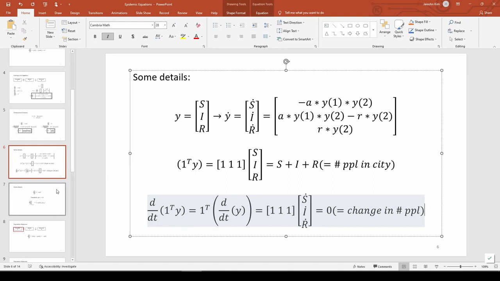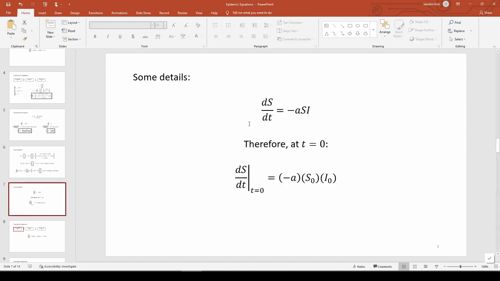Let's do one more thing. We know that ds/dt equals negative aSI. Therefore, at t equals 0, ds/dt should be negative a times S naught times I naught. You can actually change the time to anything you want. If you want to find ds/dt at, say, t equals 15, you multiply the negative a by the S value at t equals 15 and the I value at t equals 15. t equals 0 happens to be very convenient because we know S and I at t equals 0. They're just the initial conditions.